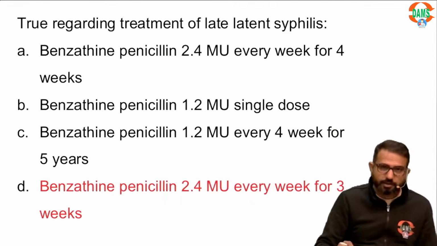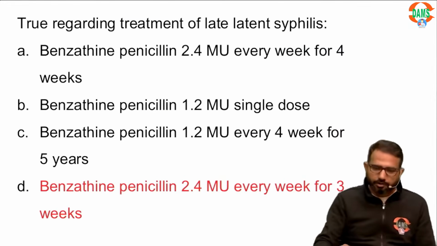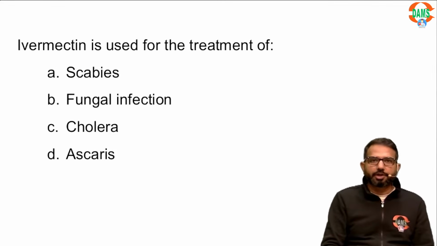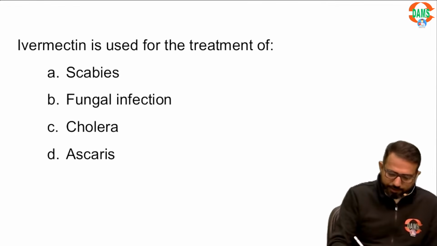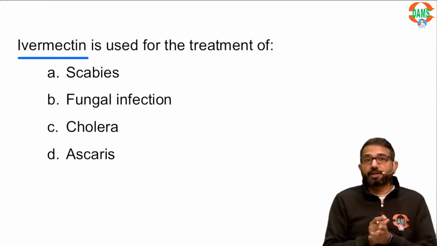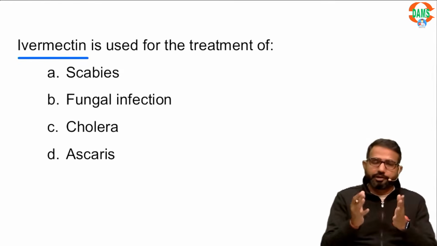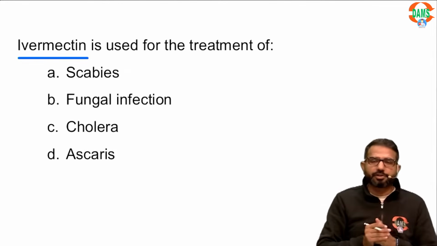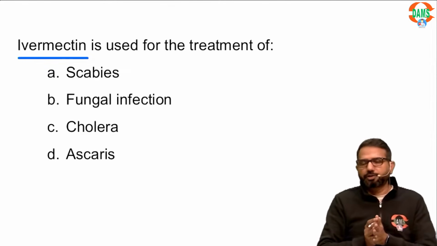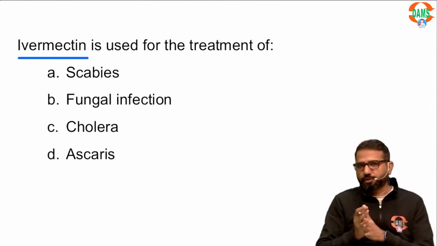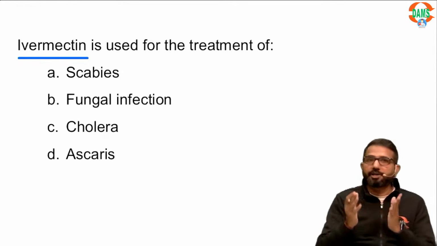Let's see the next question. So this is the correct answer. Now the next question: a simple recall based question. Ivermectin is used for. Ivermectin is one of the anti-helminthic drugs. We use it in strongyloidosis and onchocerciasis. It is good anti-helminthic used in nematodes.